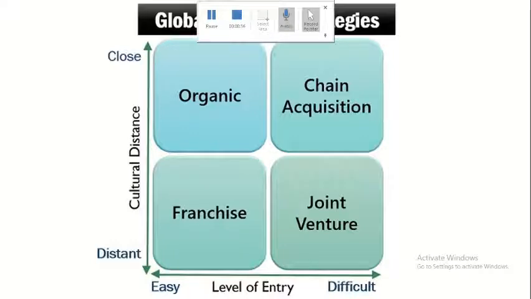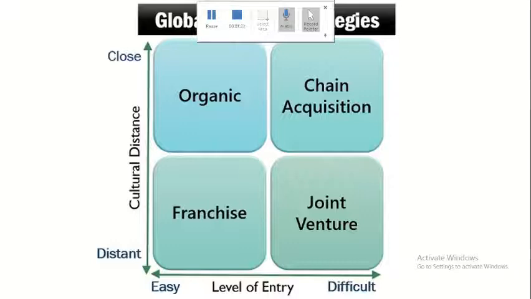that is culturally close and easy to enter. And the second is acquisition. This is when the organization purchases an existing company which has multiple stores in the potential market or country. In this strategy, the organization targets markets which are complex and different to enter but have a close cultural presence.